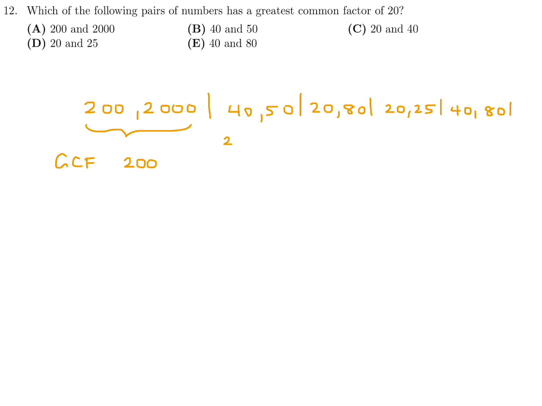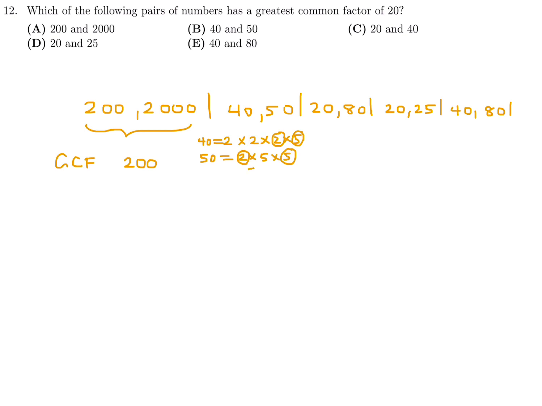The slower way is to break up each into its prime factors. So I'll do that just for purposes of explanation. 40 is equal to 2 times 2 times 2 times 5, right? 8 times 5. 50 is equal to 2 times 5 times 5. So when you break it up into prime factors, what you have to find is what's common to both. Is 5 common to both? Yes. Is 2 common to both? Yes.